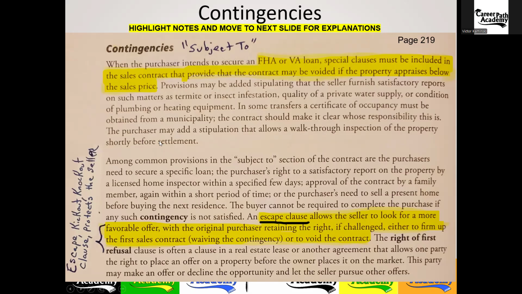And on the side, by the way, it says escape, kick out, knockout clause protects the seller. And I put a little bracket around those lines. So an escape clause allows a seller to look for a more favorable offer. I'll go over it on the next slide. Just do the highlights.